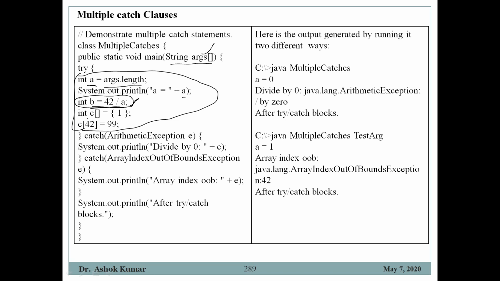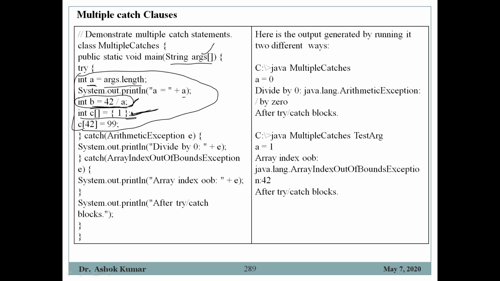And in the next line we have one array, and this array is of size 1. So only one element will be there, and c of 0 will be initialized to 1. So we are basically initializing the array over here. There is no need to explicitly allocate the memory using the new keyword, because we are performing the array initialization.